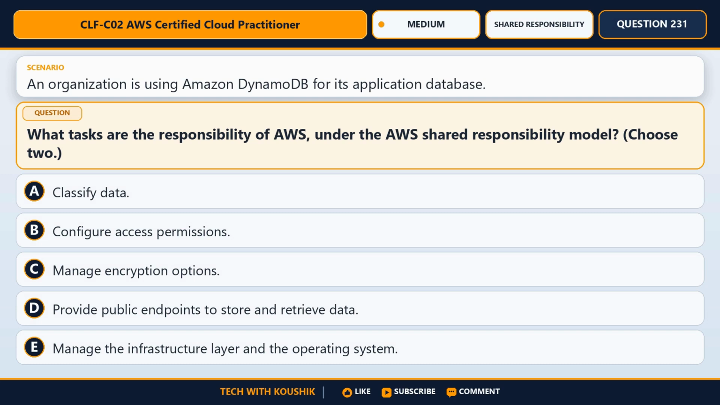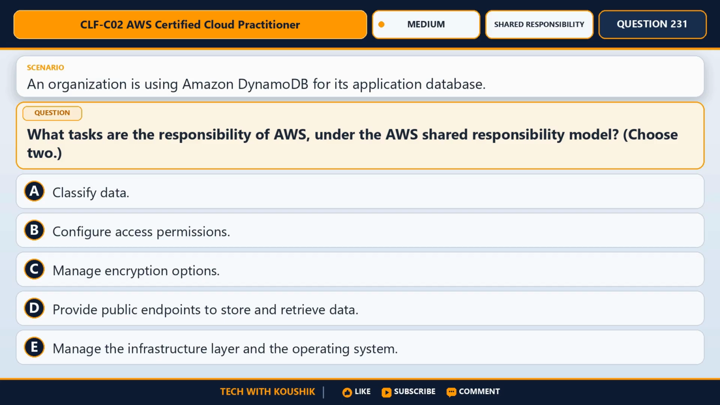Question number 231. An organization is using Amazon DynamoDB for its application database. What tasks are the responsibility of AWS, under the AWS Shared Responsibility Model? Choose 2. Option A. Classify data.